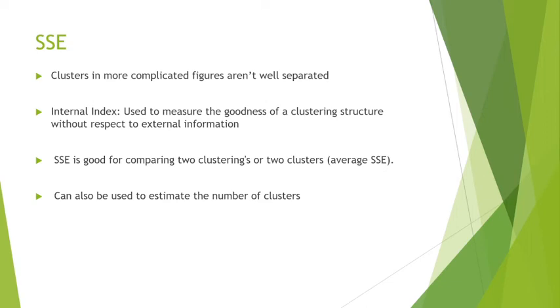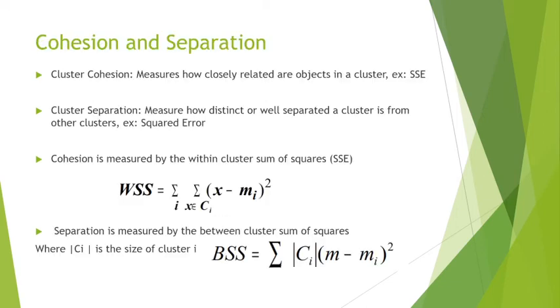And let's move to the next slide, which is cohesion and separation. So cluster cohesion measures how closely related the objects in a cluster are, and cluster separation measures how distinct or well separated a cluster is from other clusters. So an example is the squared error. Cohesion is measured by the within-cluster sum of squares, as you can see in the formula, and separation is measured by the between-cluster sum of squares. You can see the formula where Ci is the size of cluster i.